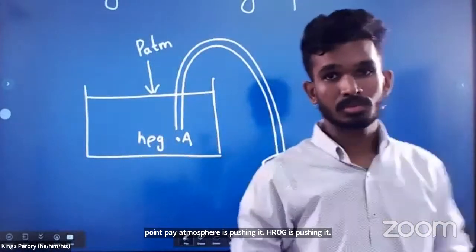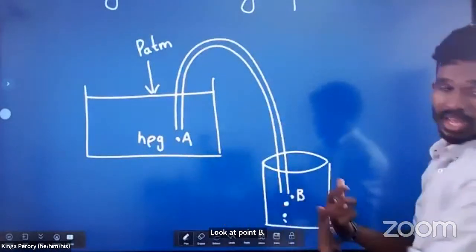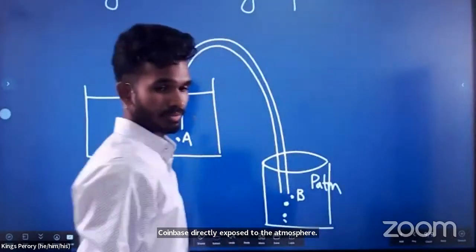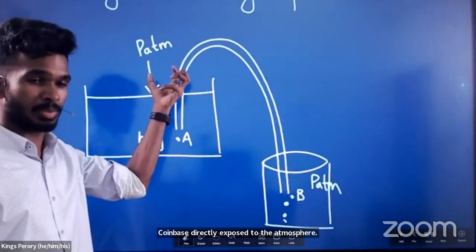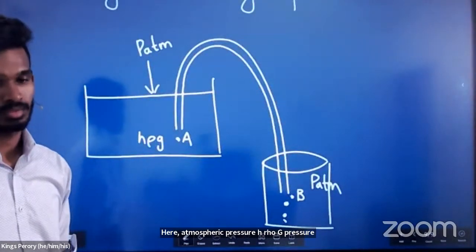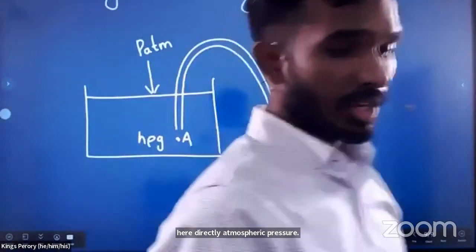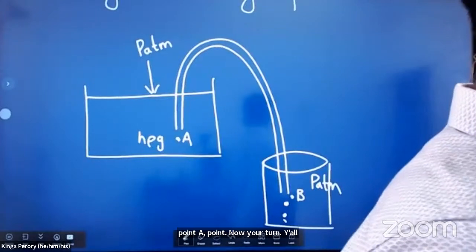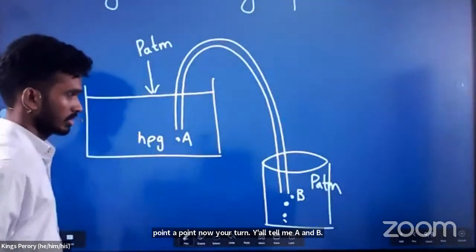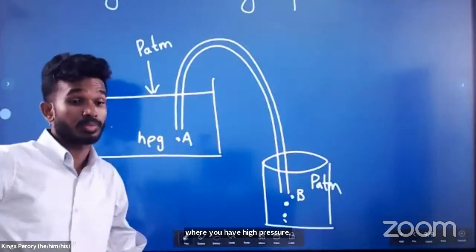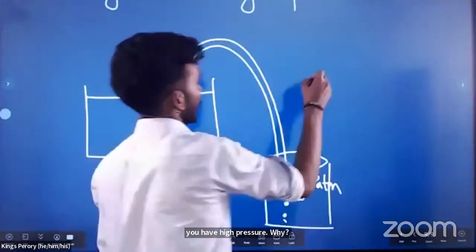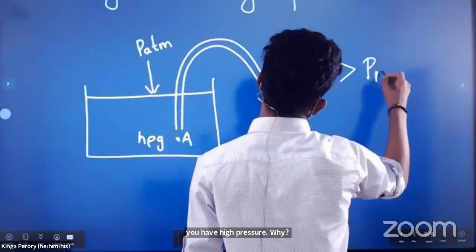Look at point B. Point B is directly exposed to the atmosphere. That means only atmospheric pressure is there. Here, atmospheric pressure plus H rho g pressure. Here, directly atmospheric pressure. Now, your turn. You all tell me, A and B, where do you have high pressure? A. Why? Atmosphere plus H rho g. Pressure at A is high. Pressure at B is low.